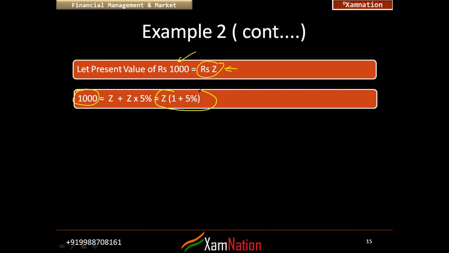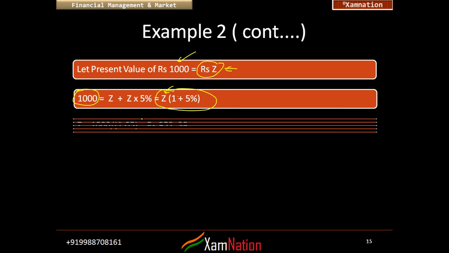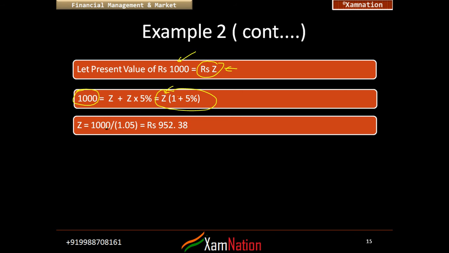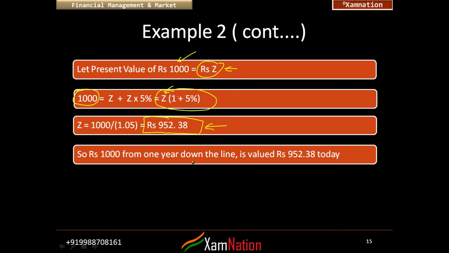So this would be a present value, equal to 1000 rupees, where z is the present value of 1000 rupees. From here you can easily get the present value z, which would be nothing but 1000 over 1.05. This would be 952.38, the present value of 1000 rupees. So rupees 1000 one year from now is worth 952.38 today.